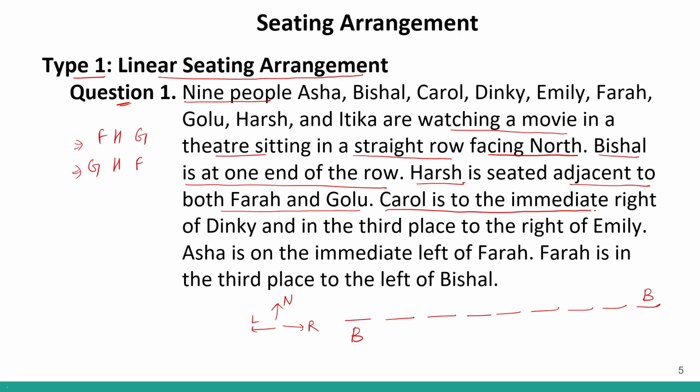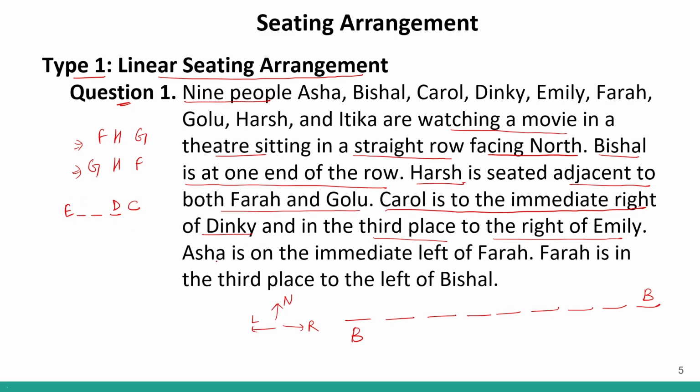Carol is immediate right of Dinky and in the third place to the right of Emily. So if Carol is over here, she is immediate right of Dinky. So Dinky will be immediate left of Carol. And Carol is in the third place to the right. So 1, 2, 3 place to the right of Emily. So now we have 1, 2, 3, 4, 5 people that we have to place.